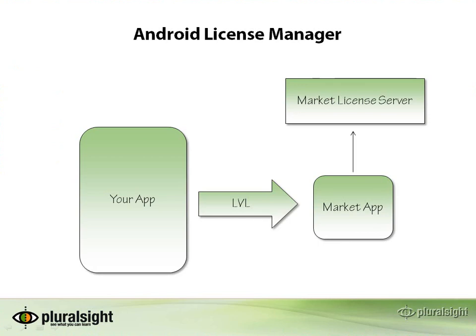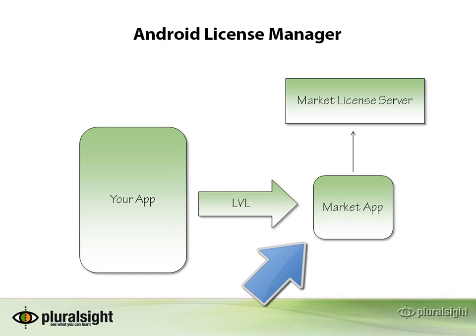So let's take a look at the architecture of the Android License Manager so we understand exactly what we're trying to do when we're implementing licensing in our application. First thing to note is the Market License Server. That is the server that exists on Google Marketplace's platform. It's external to us, and the Market app is going to make calls out to that license server.